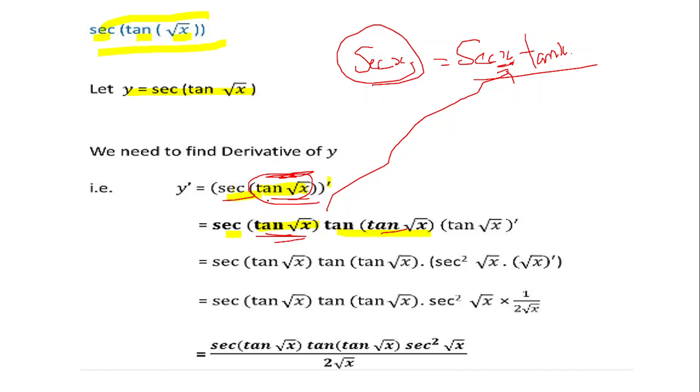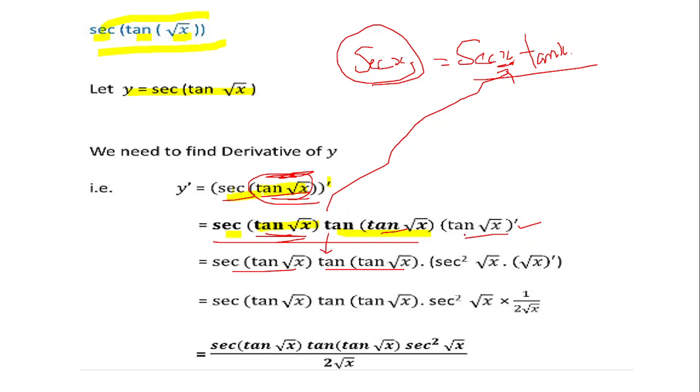Next, once again I will keep differentiation of tan root x. What is the inside term? Tan is there, so tan of root x I need to differentiate. This y dash, this dash indicates the differentiation. So let me write as it is, secant of tan root x into tan of tan root x. I have written this as it is, I will not disturb this one.